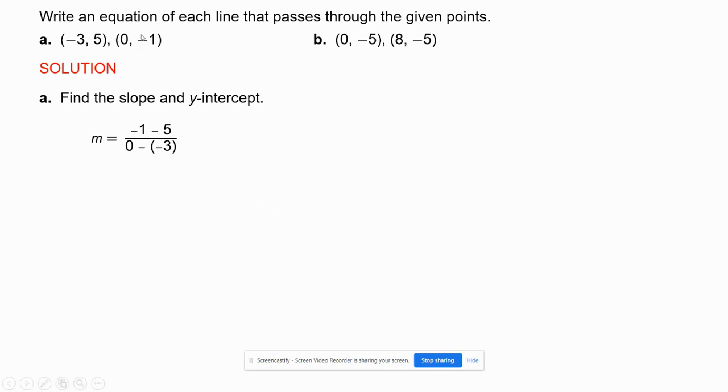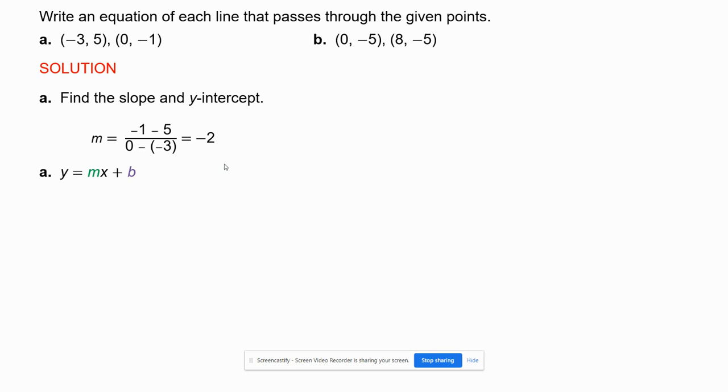So we have y2 minus y1 over x2 minus x1. So -1 minus 5 over 0 minus 3. That's a -6, and a -6 divided by a +3 is a -2. So our slope is -2.